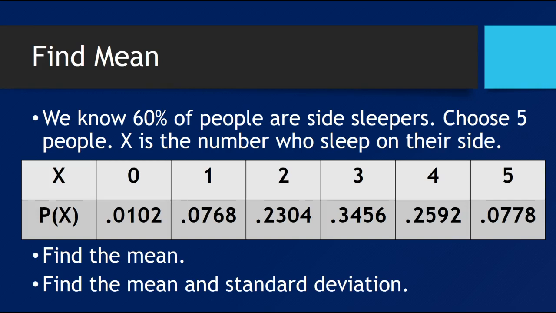All right, so hopefully you did that. Hopefully you found the average of this probability distribution. Now, this probability distribution, by the way, came out of an experiment where I pick 5 people and I see how many sleep on their side, meaning instead of sleeping on their back, sleep on their side. And it says that 60% of the total population are side sleepers. So we're going to choose 5 and see how many of them sleep on their side.